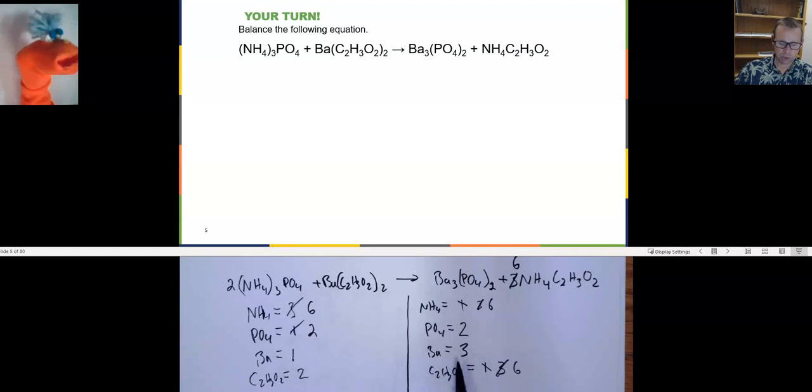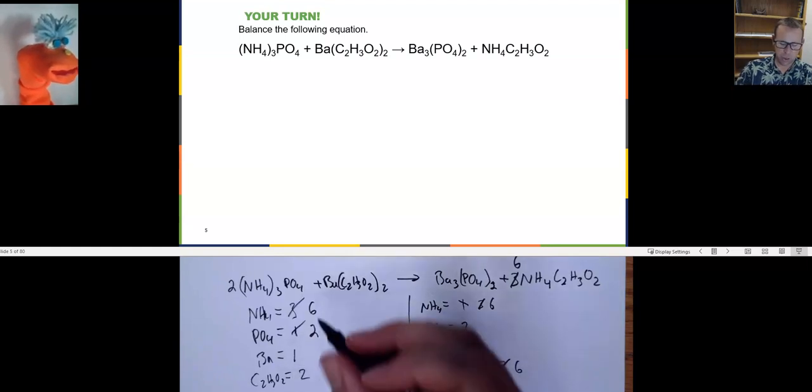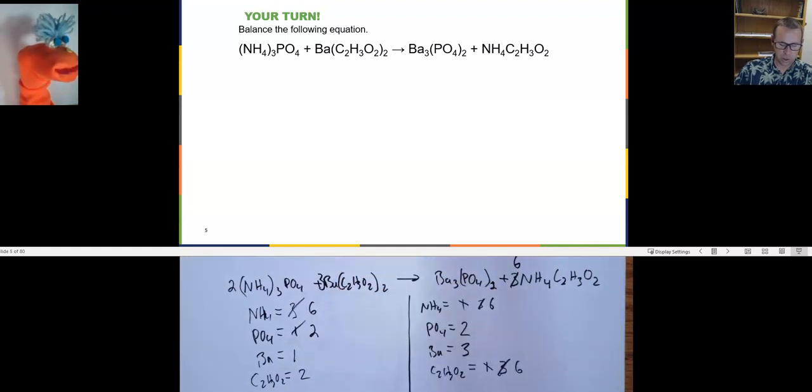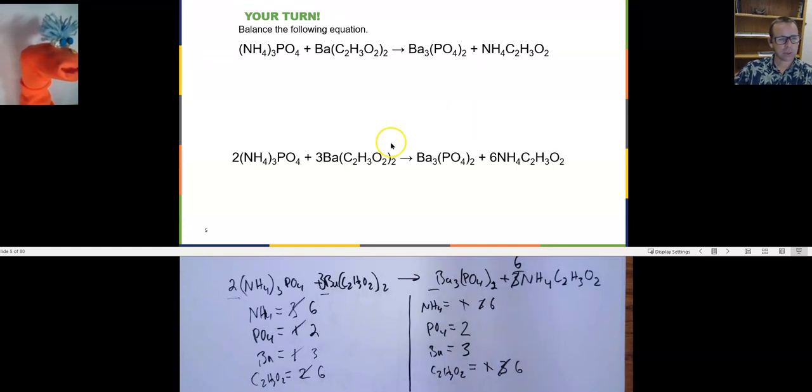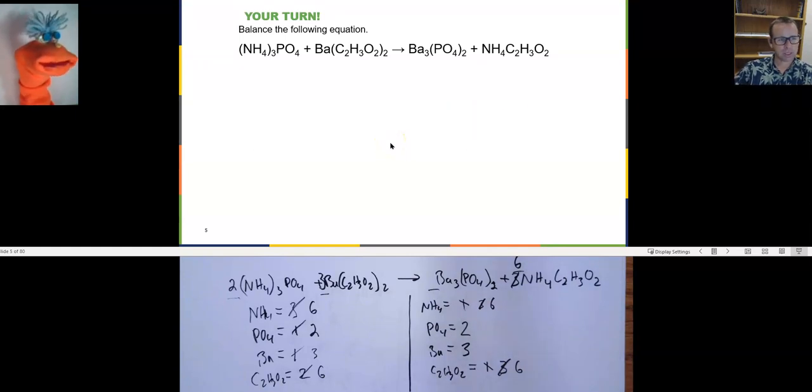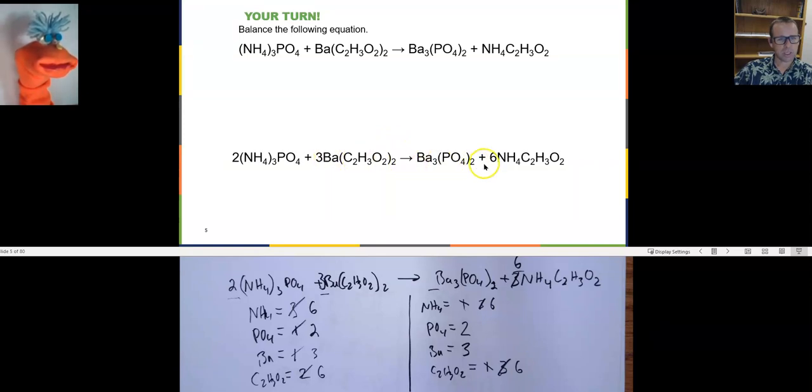So you have to put a 3 in front of the one on the left? I need 3 bariums, don't I? Yeah, so that changes the bariums and the acetates. So now I have 3 and what? 6. 6 of those. Oh, look, I had 6 acetates over there as well. Good. Well, I'm done then. I finished, didn't I? The coefficients are 2, 3, 1, and 6. Right? Okay. Good job. Excellent job. 2, 3, 1, and 6 are our coefficients to balance that equation.